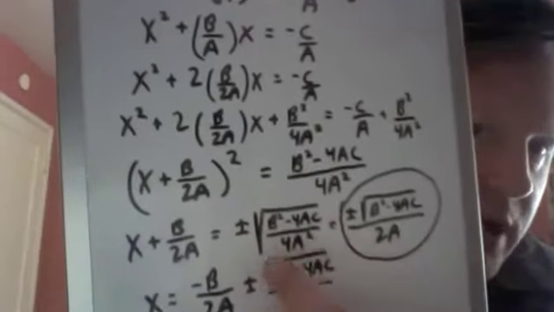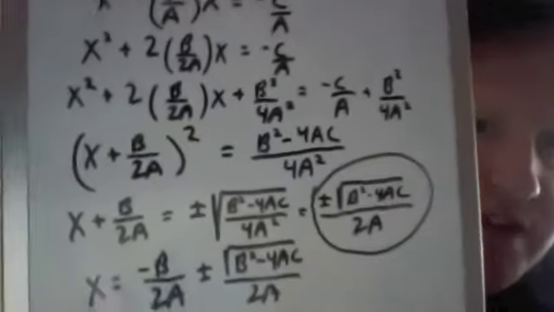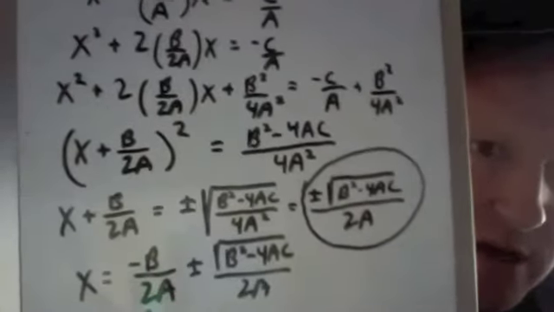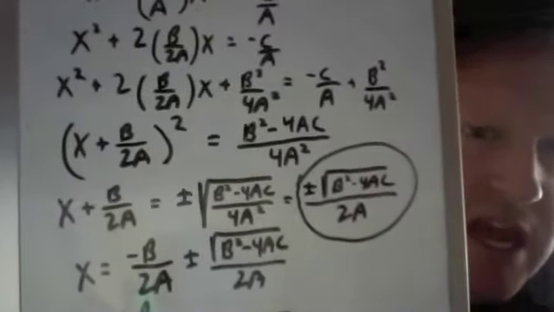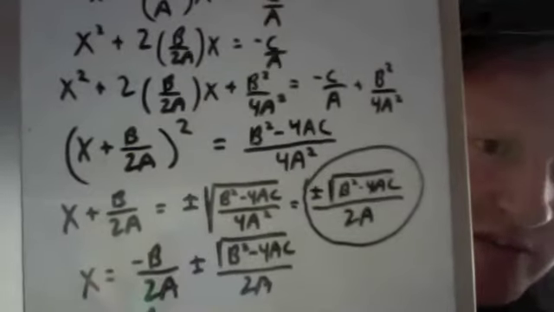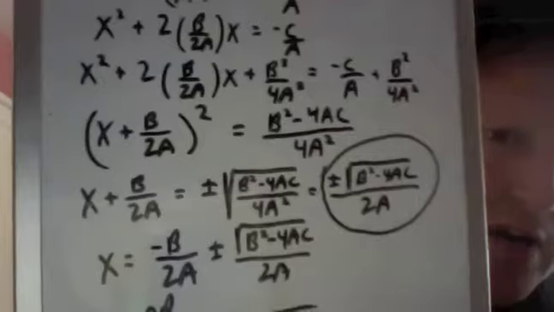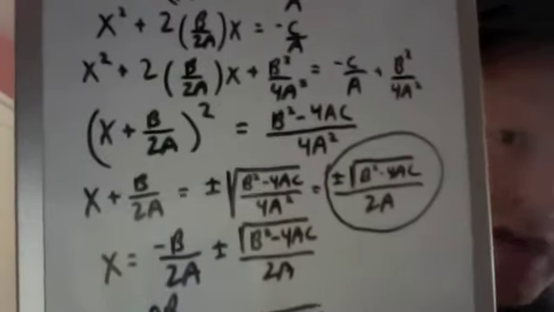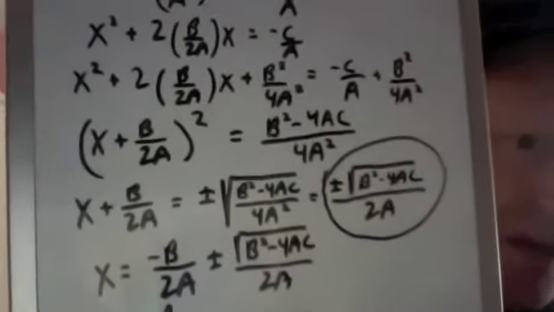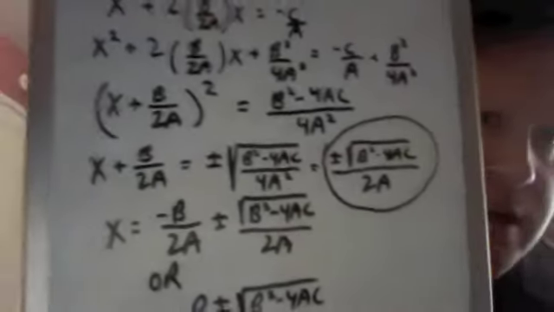The square root of b squared minus 4ac over 4a squared, which is the same thing as plus or minus the square root of b squared minus 4ac, then that whole thing altogether divided by 2a, and the 2a would not be in the square root sign.